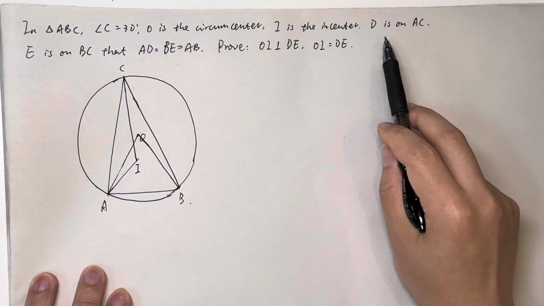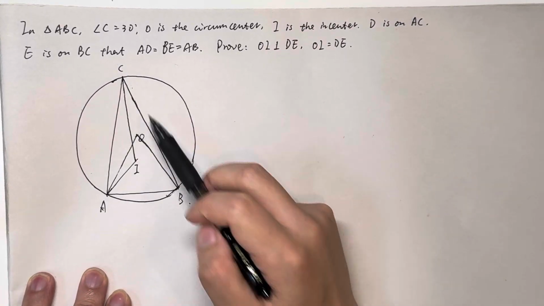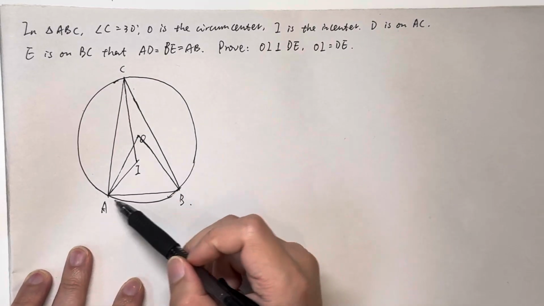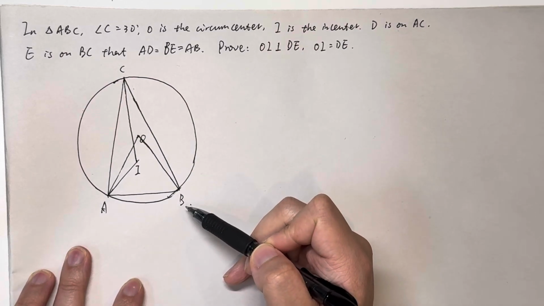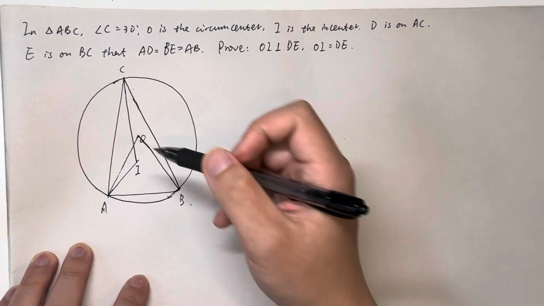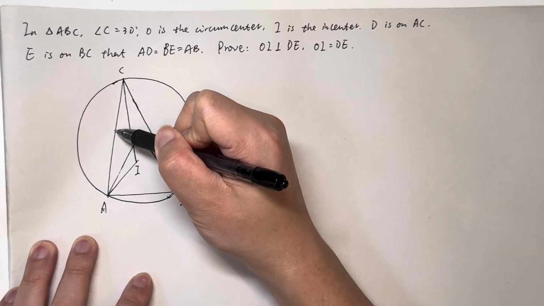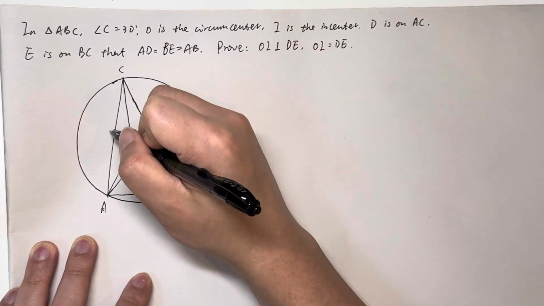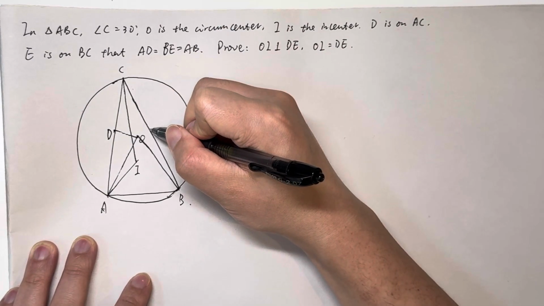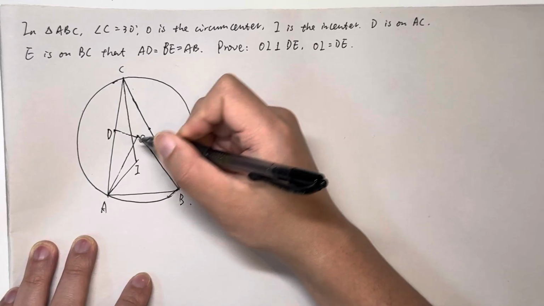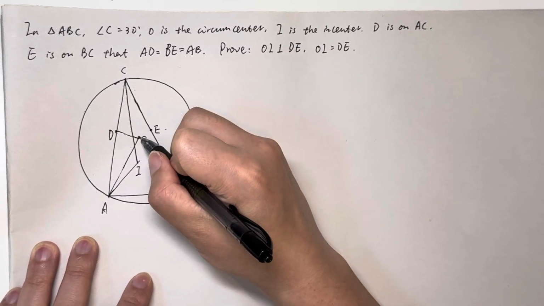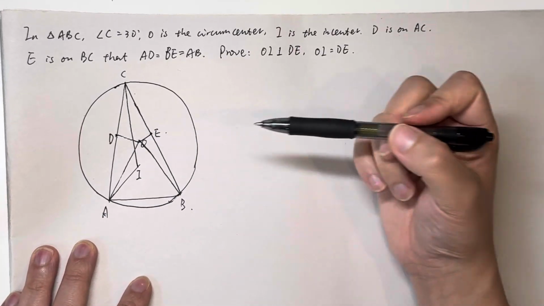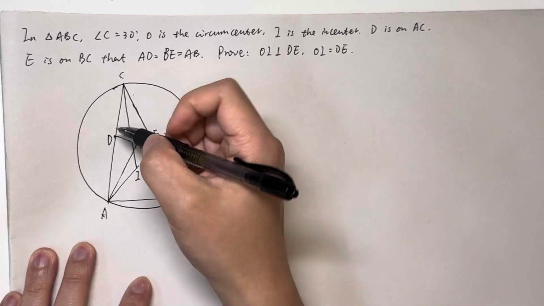And we also need to find that D is on AC, E is on BC, so that AD equals BE equals AB. And we know AB equals AO equals OB equals the radius of the circumcircle. So that makes AD equals AO, right? So we can connect it here, that is D. And make BE equal to BO, right? So this is E, and we connect it here. So we know that triangle ADO and triangle EBO are isosceles triangles. Then we connect DE.